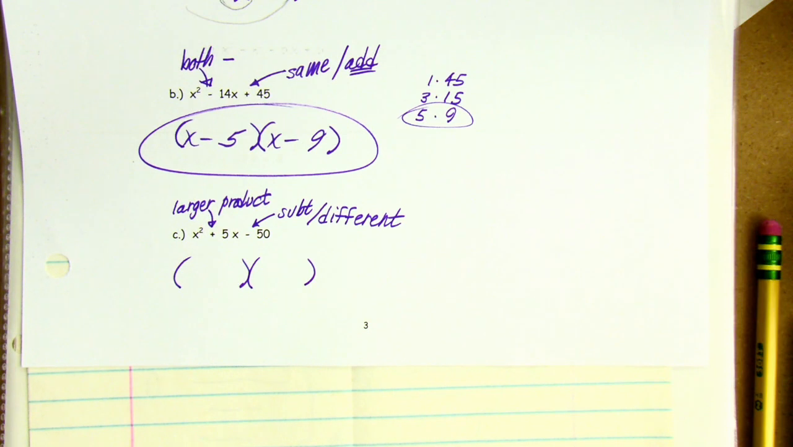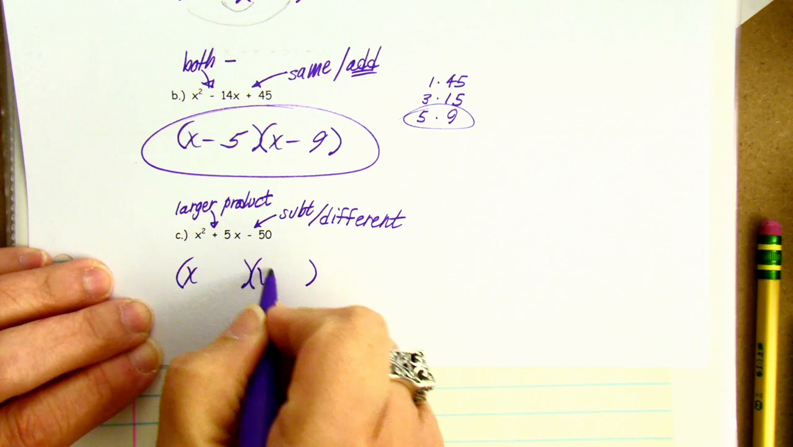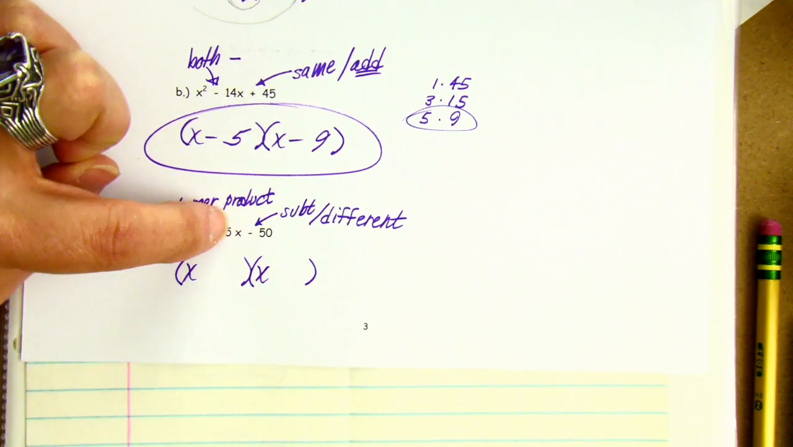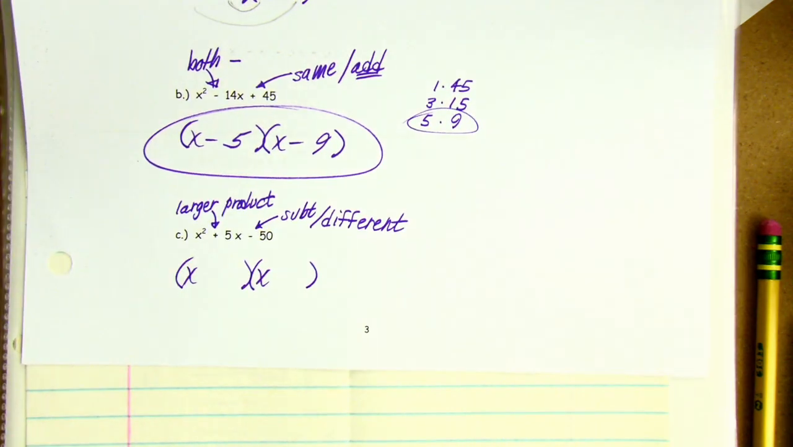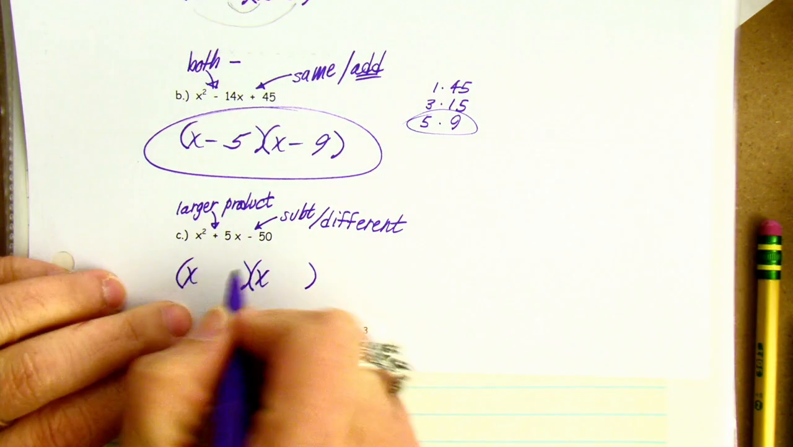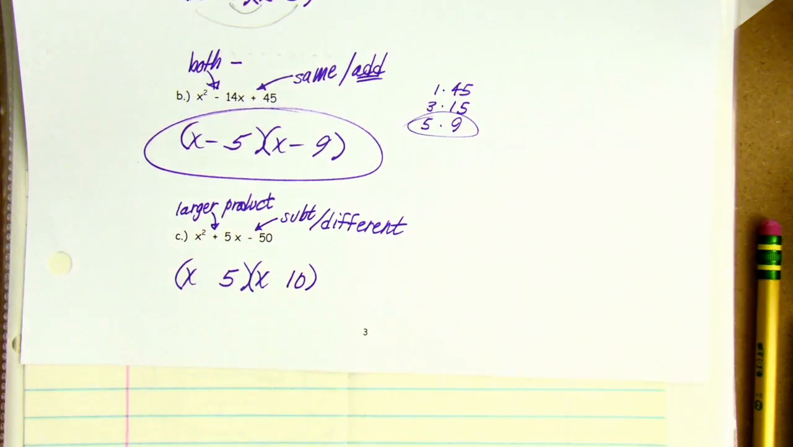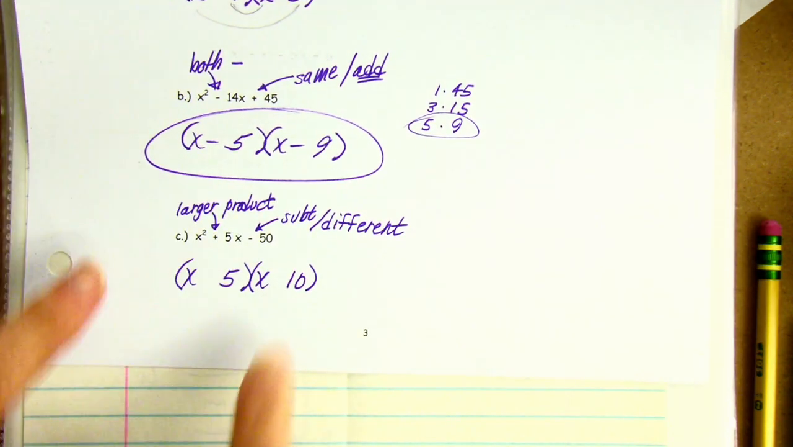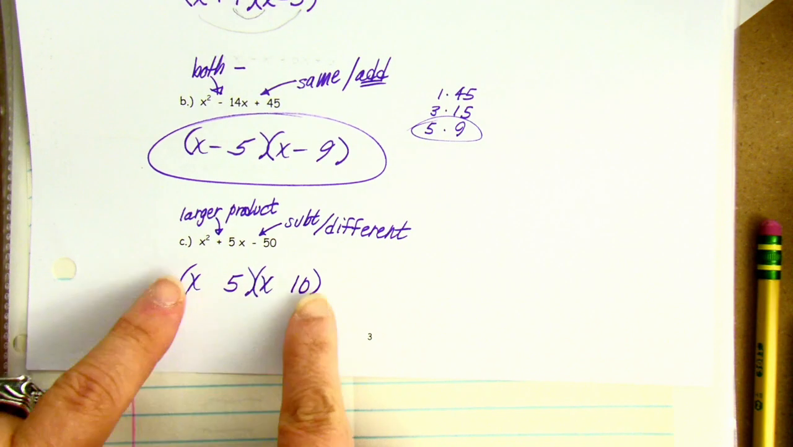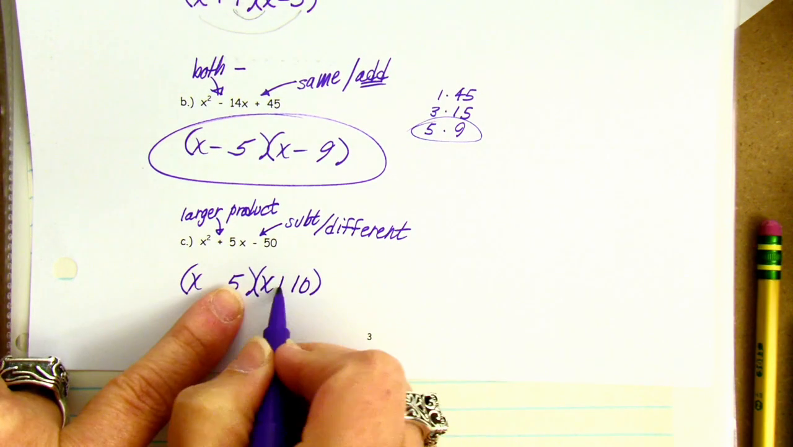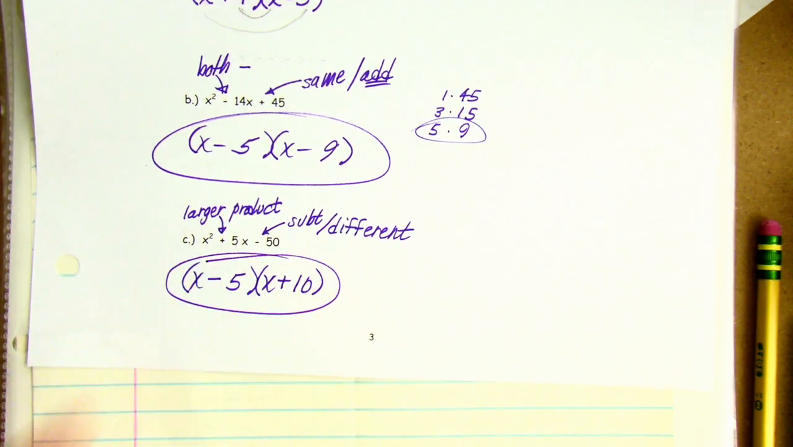All right, two numbers that multiply to 50. We got 1 and 50. We got 2 and 25. We got 5 and 10. I think that's it. Okay, we know it's x here and x here. We know the signs are different. Well, I got to figure out my factors first. Two that multiply to 50 that subtract to 5. That's 5 and 10. Since this is the sign of the larger product of the outers and the inners, 10x is bigger than 5x, so 10 gets the plus, 5 gets the minus, and we're done.